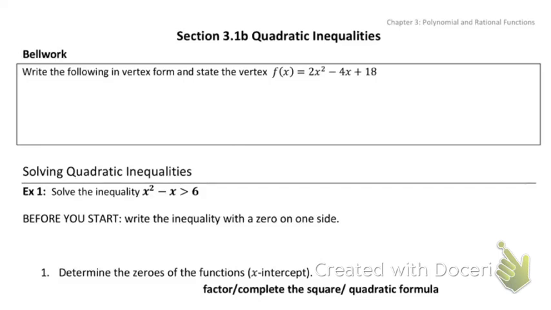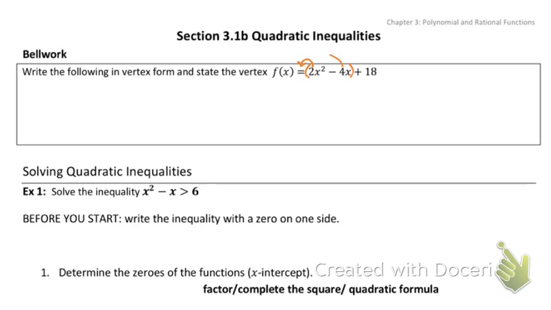All right, so we have to put this in vertex form. We're supposed to state the vertex. Now remember, when we're doing our vertex form, we're completing the square. What I like to do is put everything I want in parentheses, and get rid of the stuff that I don't want. So I don't want the 18, so it gets pushed off to the side. I don't want that 2, so I'm going to bring that out front.